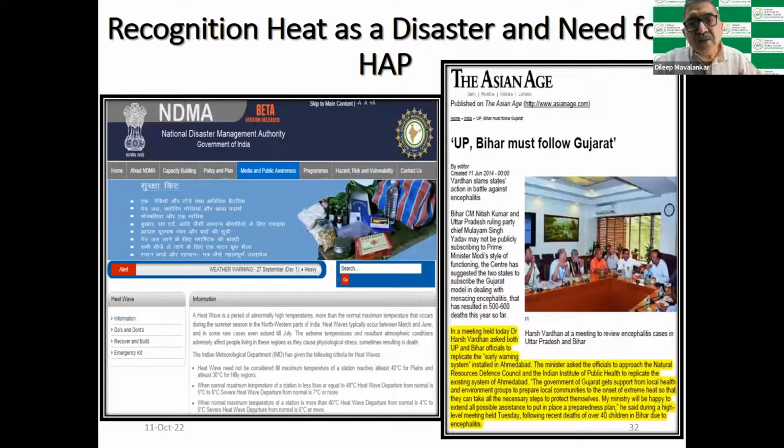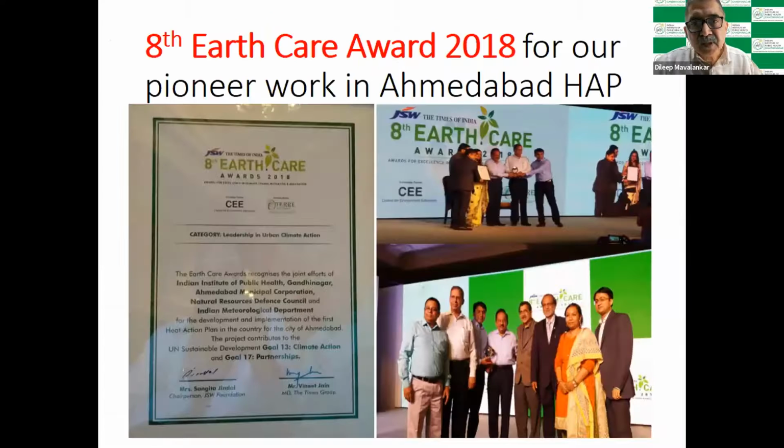This was also now recognized as a disaster, because earlier heat wave was not recognized as a disaster. Only flood, cyclone, earthquake, etc. were recognized as disaster. And once it happened, Mr. Harshvardhan noticed, when he was the health minister, that after the heat wave in Ahmedabad and Gujarat, there was a major heat wave within 2-3 weeks in UP and Bihar. So he also commented in one of the review meetings that such heat action plan should be replicated in many places. This work also got an award in 2018.